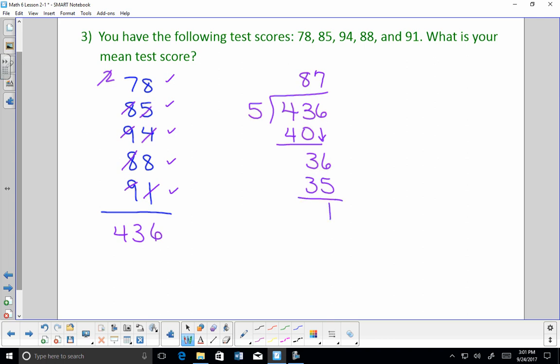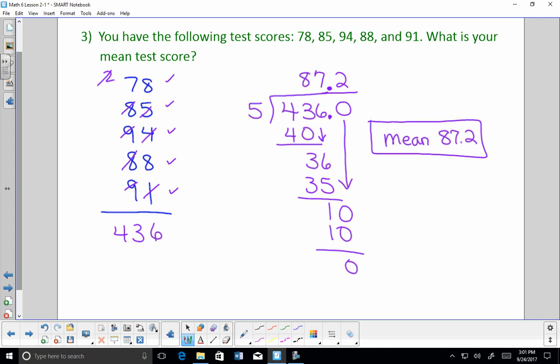I can't divide because I don't have any more numbers until I put a decimal point and annex a 0. I put a decimal down there, so it means I need to bring my decimal point straight up, bring my 0 down here, and 5 goes into 10 2 times. 2 times 5 is 10. I now have a 0 remainder, so my mean here is 87.2. So if this was your test scores, your mean would be an 87.2, which is a nice, solid B, almost B+.